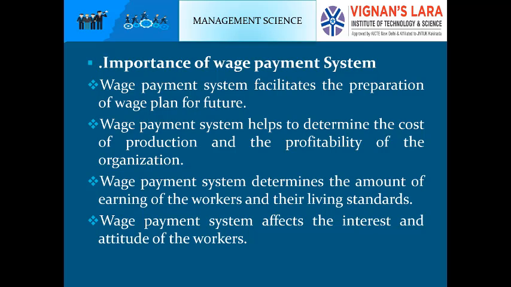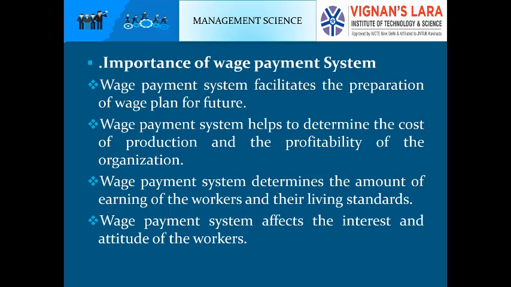Some methods are giving only piece output levels. Here we are observing that the wage payment system determines the amount of earnings of the worker, how much amount is earned by the worker accurately, and here their living standards are also considered, that is, maintaining the minimum wage is called the living standards of the worker.